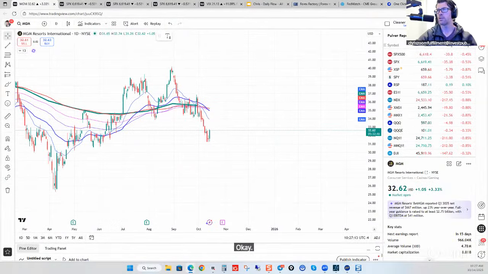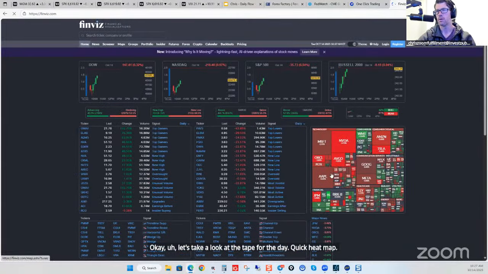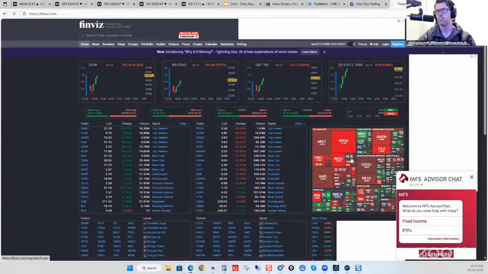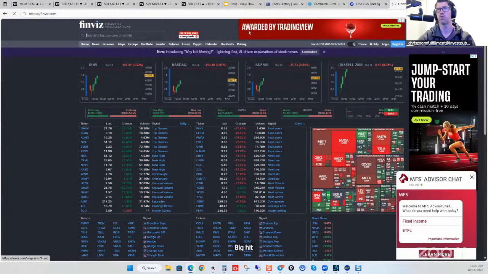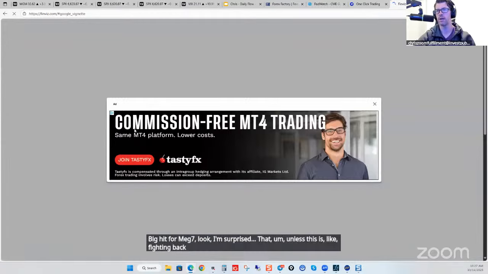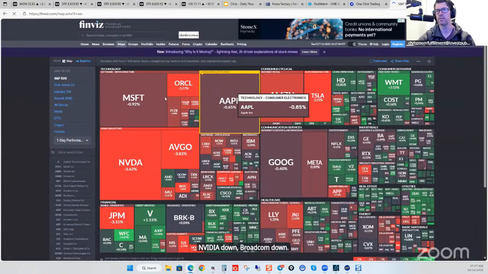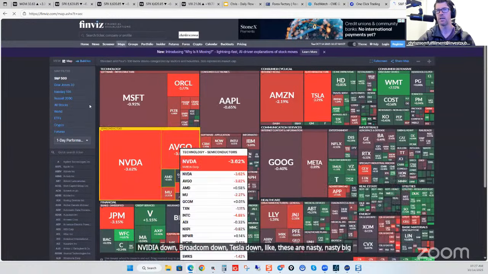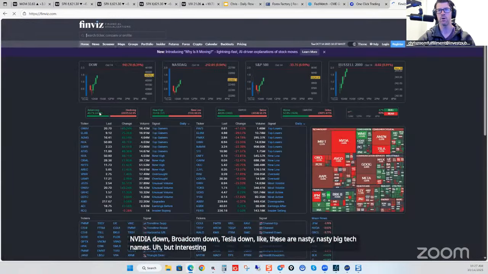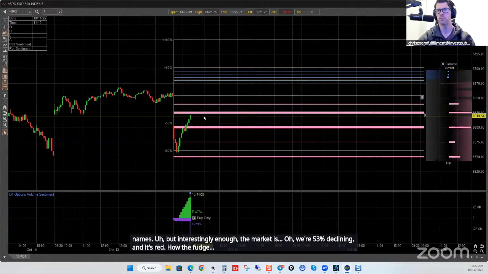Okay, let's take a look at the tape for the day. Quick heat map. Big hit from Mag 7. I'm surprised, unless this is fighting back. I mean, look at the heat map today. Nvidia down, Broadcom down, Tesla down. These are nasty, nasty big tech names. But interestingly enough, the market is 53% declining. It's red. How is this market responding like this?